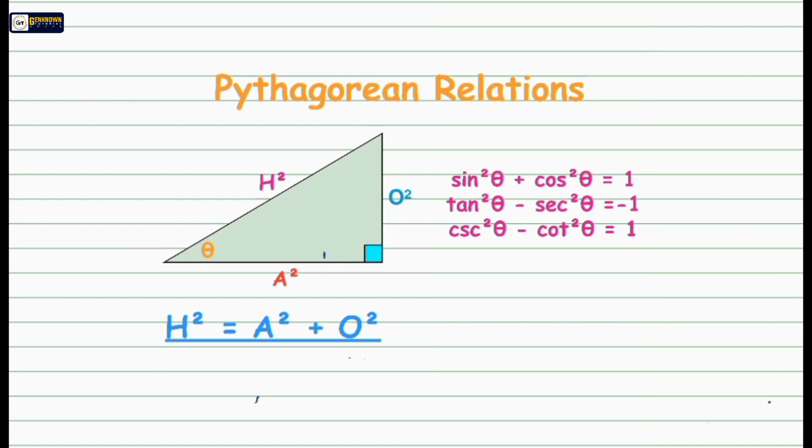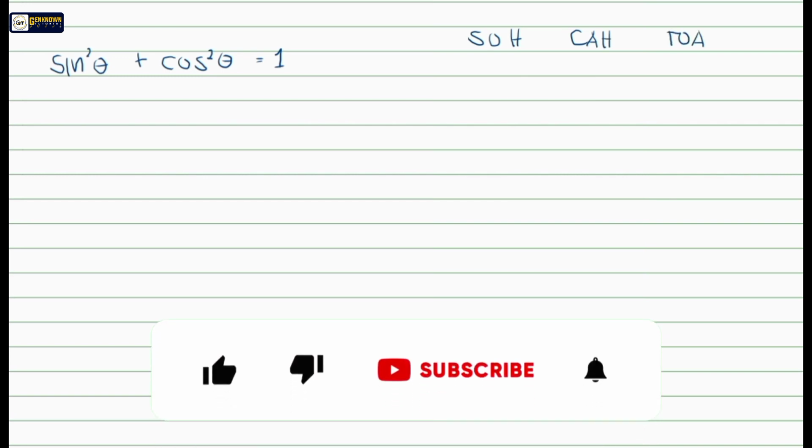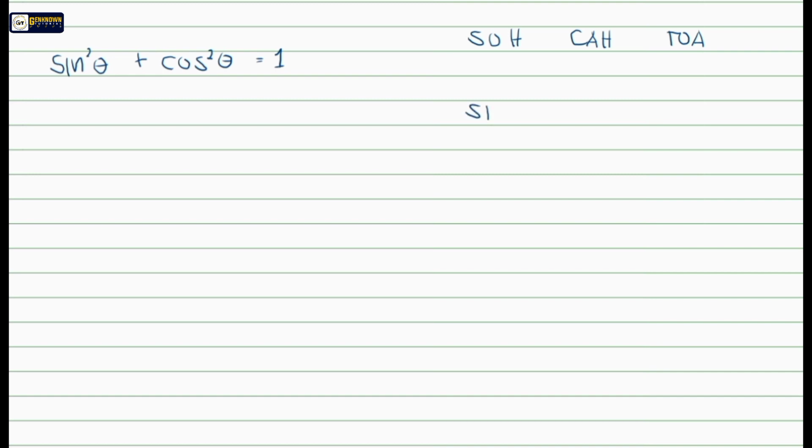So let's try our first equation here. Sine squared theta plus cosine squared theta is equal to 1. Remember the mnemonic SOHCAHTOA. Under the SOH, we have sine theta is equal to the opposite over the hypotenuse. So let us substitute that with the sine squared theta. Sine squared theta is just equal to the opposite squared over the hypotenuse squared.